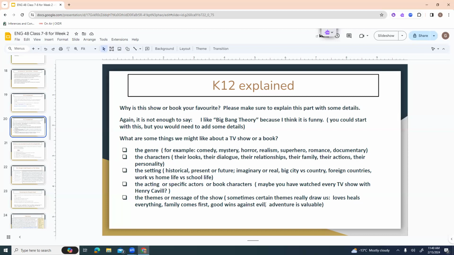We don't have to agree on this. I don't have to agree with your reasons. I don't have to like the same shows you do. That's all okay. I'm just looking for, can you explain your reasons why in a really good manner? I'm looking at your writing. I'm not looking to see if we agree with each other or disagree.